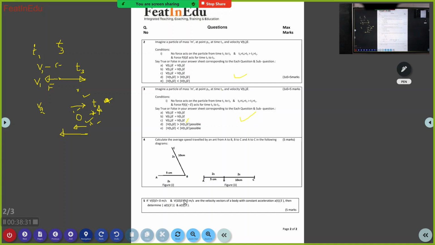Final velocity minus initial velocity divided by final time minus initial time. So what is the final velocity? 10. What is the initial speed? 0. 10 minus 0 is 10, divided by how much time it has taken? 10. So what is the acceleration? 1 meter per second square.